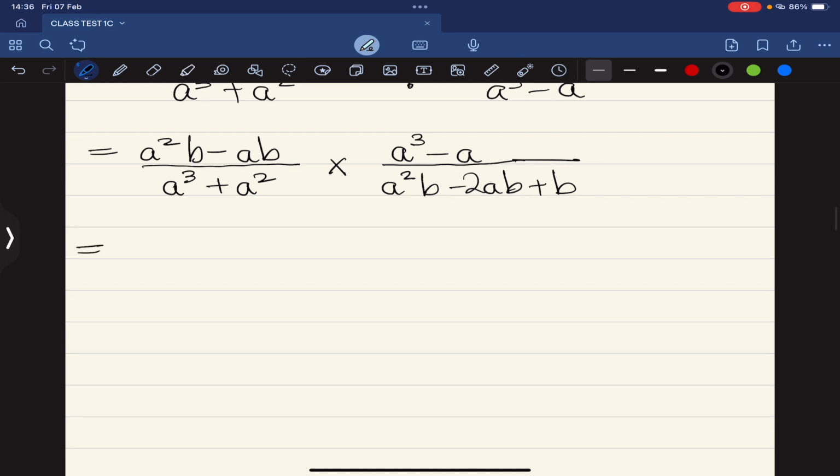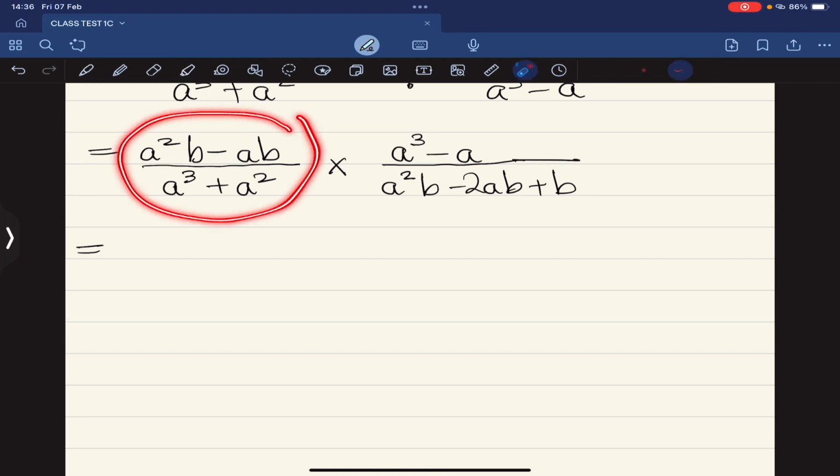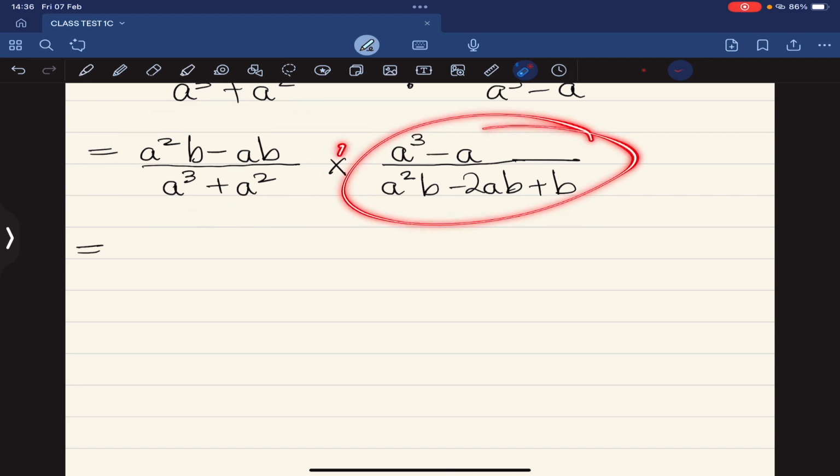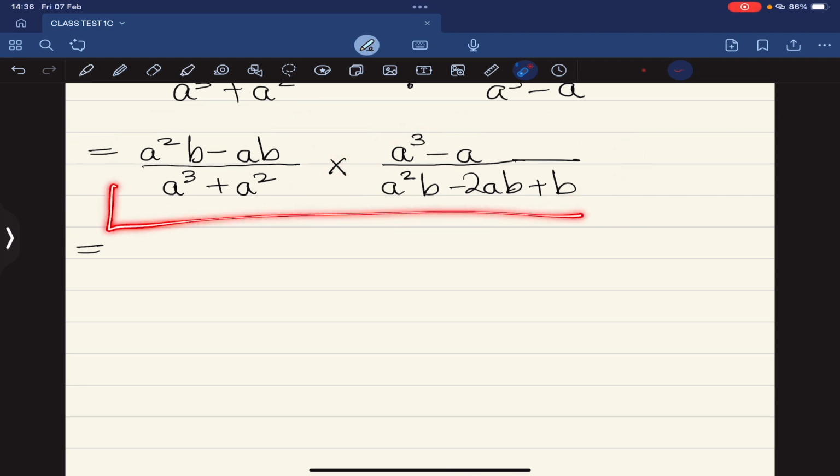Now, in order to simplify these fractions, I am going to need to make use of factorization. So I'm going to look at my first fraction. Remember, the multiplication sign does not separate these fractions. This is still one term, and that allows us later on to cross-cancel terms or brackets across these fractions. So we'll see how that works in a moment.